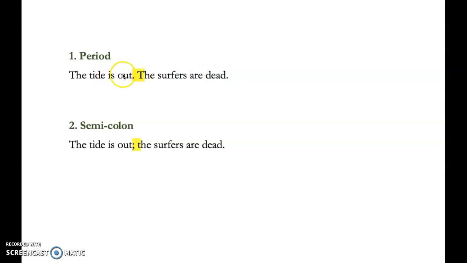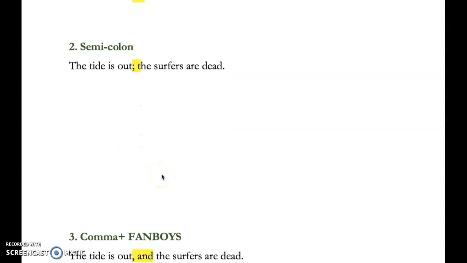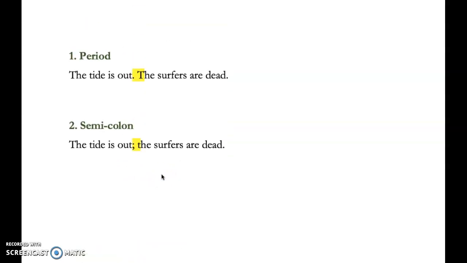So the first one's the period: the tide is out, hard stop, the surfers are dead. Option two: the tide is out, keep going, reader, the surfers are dead, which suggests that there's a relationship, some sort of connection that feels important between the tide is out and the surfers are dead. That's it for the pure punctuation marks.